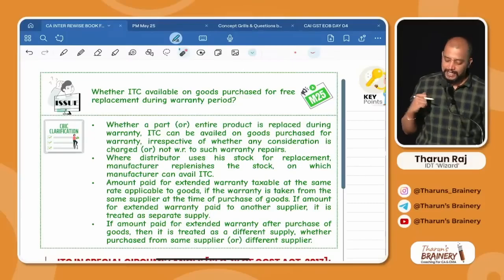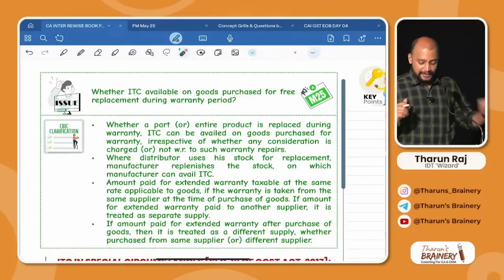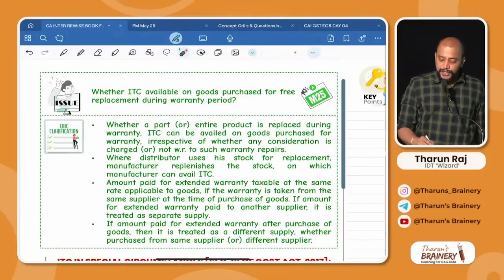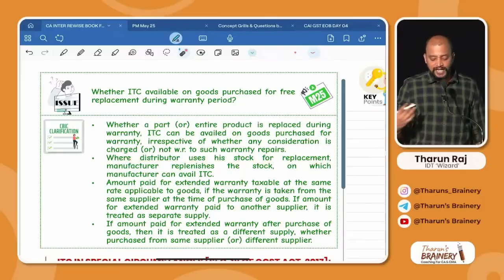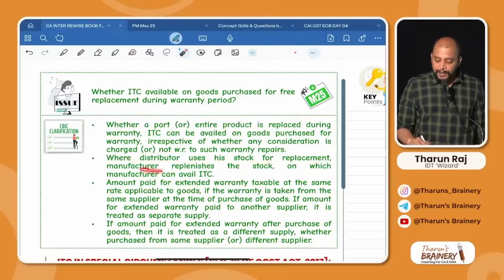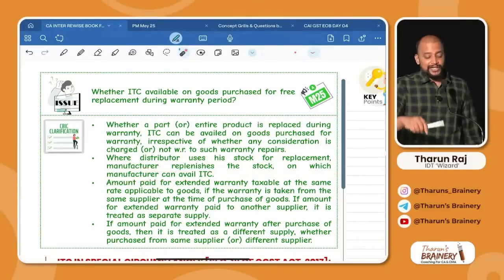Can I take ITC here? Yes, I can take ITC. Where the distributor uses his stock for replacement, the manufacturer replenishes the stock, on which the manufacturer can take ITC.